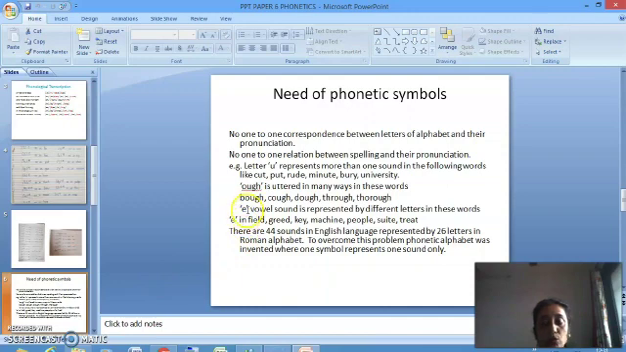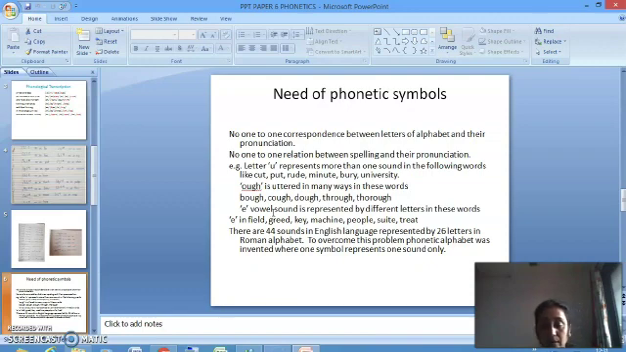Similarly, OUGH in bow, cuff, dow, through, thorough. In these words, OUGH stands for different sounds. It is ow, it is f, it is o, it is oo, it is uh. So this OUGH stands for different sounds.